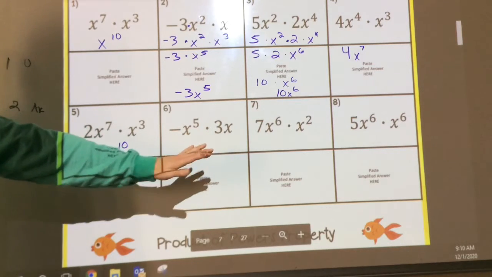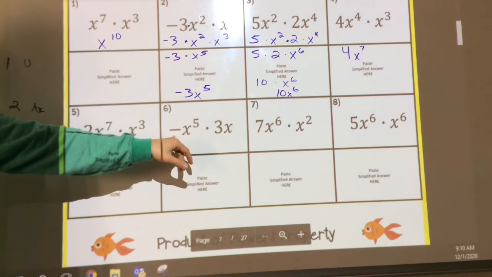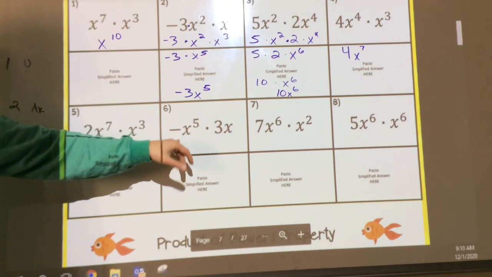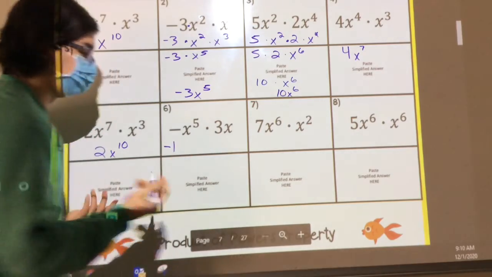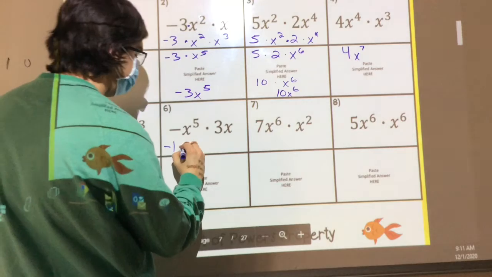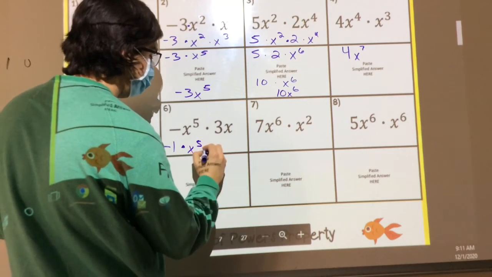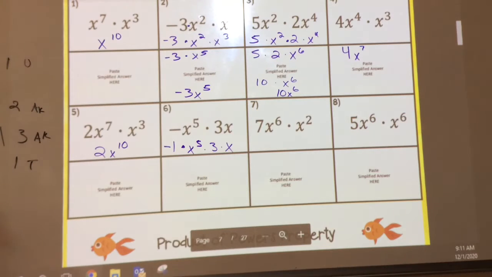I'm going to ask you a question, and I want you to just answer it honestly. Can we just have a floating negative? What number is really represented by this floating negative? 1. Negative 1, right? I'm going to break it down. Is everybody okay with why I have a negative 1? Negative 1 times x to the 5th times 3 times x. Broke it all down. Are we okay with that?